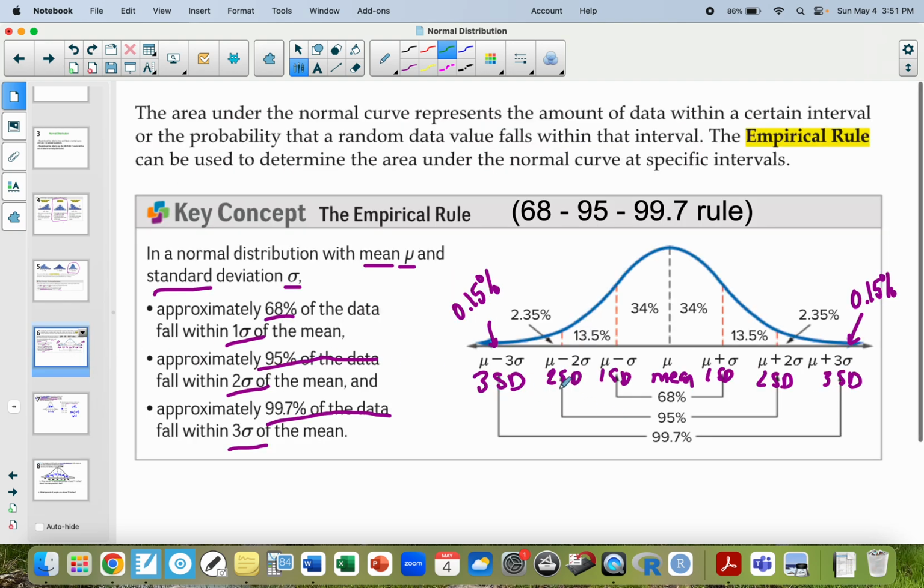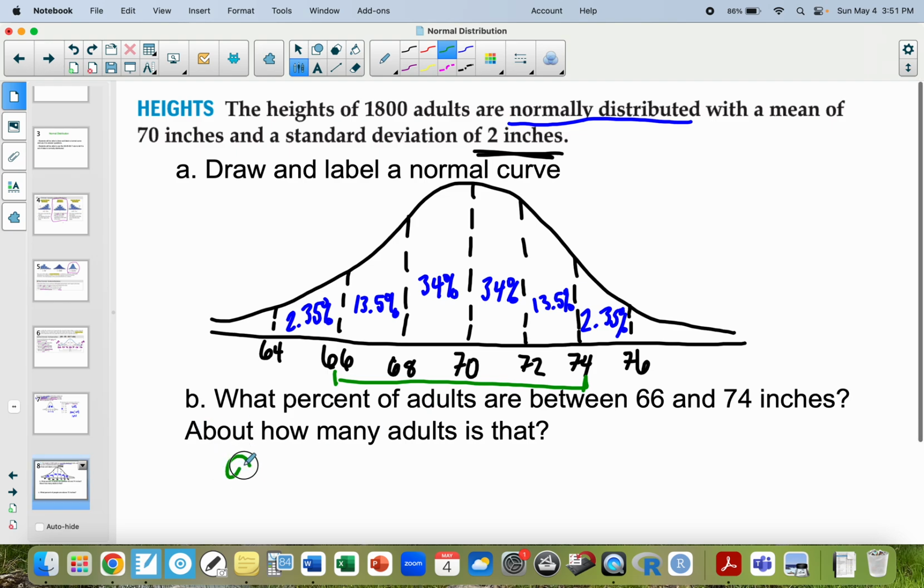And if we look back at our rule, if we're 2 standard deviations away from the mean, that is going to be 95% of our adults, okay? We could also just add these up. Okay, so you do need to know what percentages we fill in. So we would just add these up and get 95%.